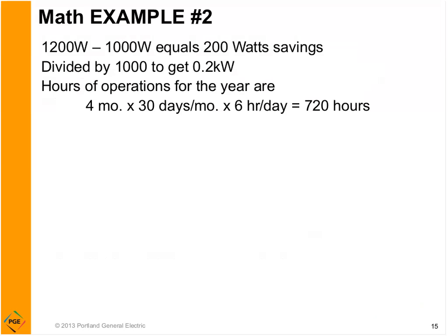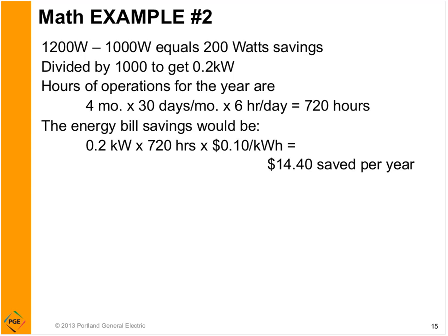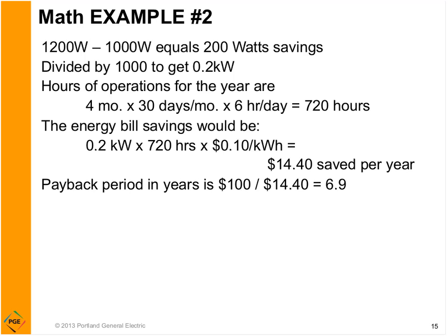Well, it's 4 months each year, 30 days a month, 6 hours. I get 720 hours in my budget year for this piece of equipment. If I take the 720 times the 0.2 times the 10 cents, I save $14.40 each year. Now I can answer the question, how long does it take to get my $100 back? It takes about 6.9 years before I get that money back.